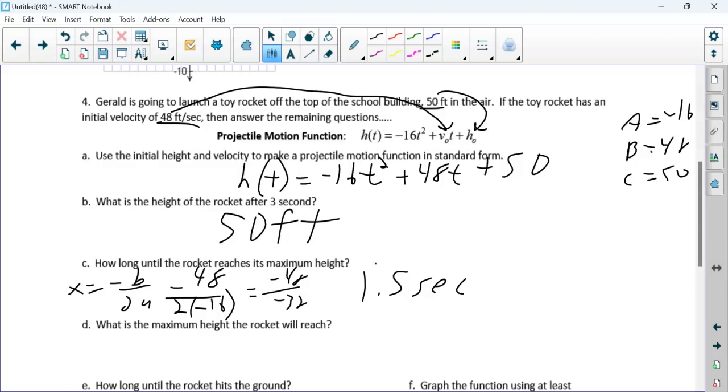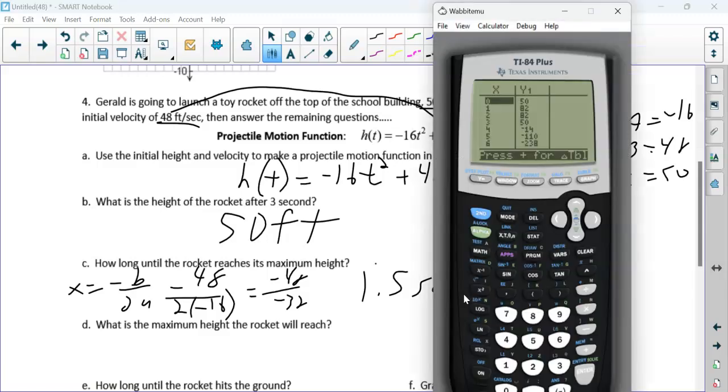Now here's the problem. My calculator does not have 0.5 seconds. And you can see 1 second's 82 and 2 seconds 82. So it's somewhere, but not 82. It's got to be probably higher than 82, but we don't know what it is. Well, guess what? Again, if we hit second window, we can also tell it, instead of counting by 1s, to count by 0.5. Now when I go to my table, there's 1.5, 86 feet.